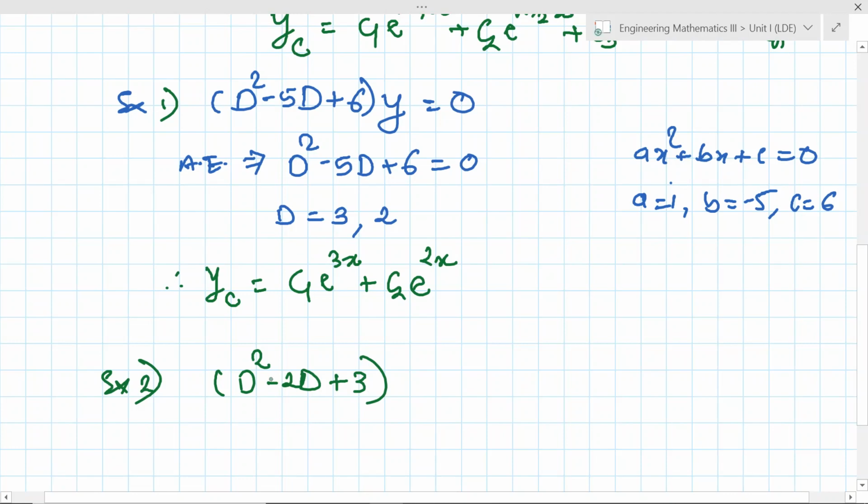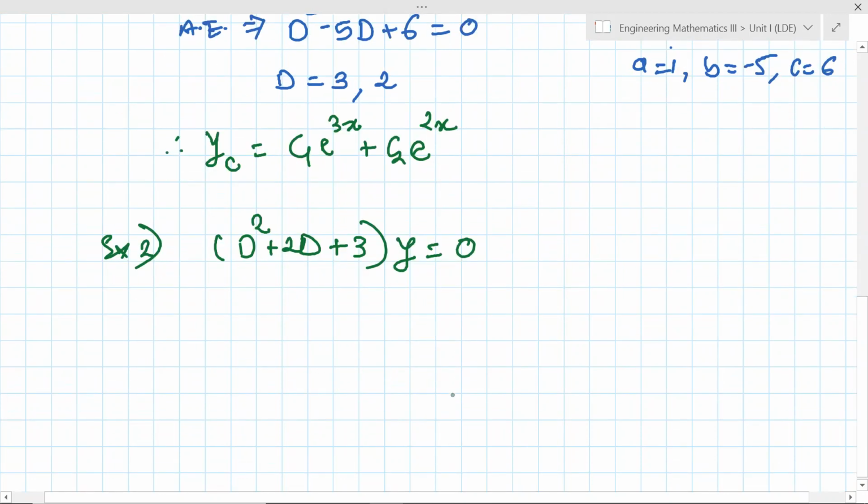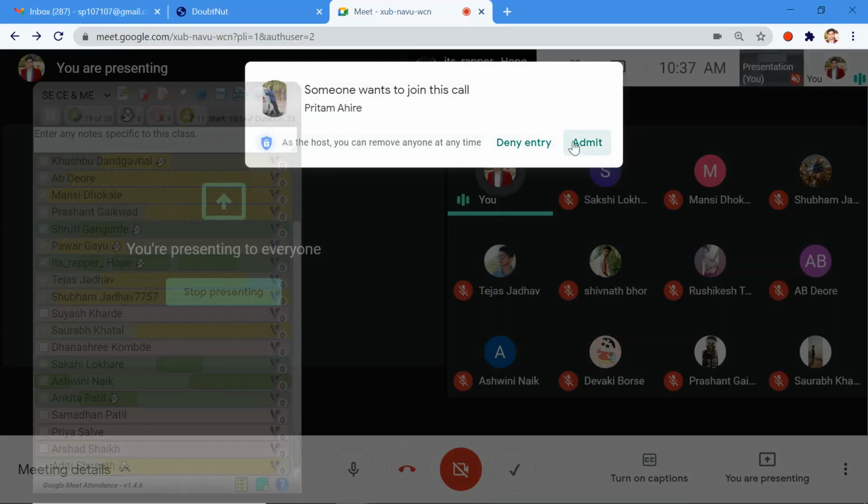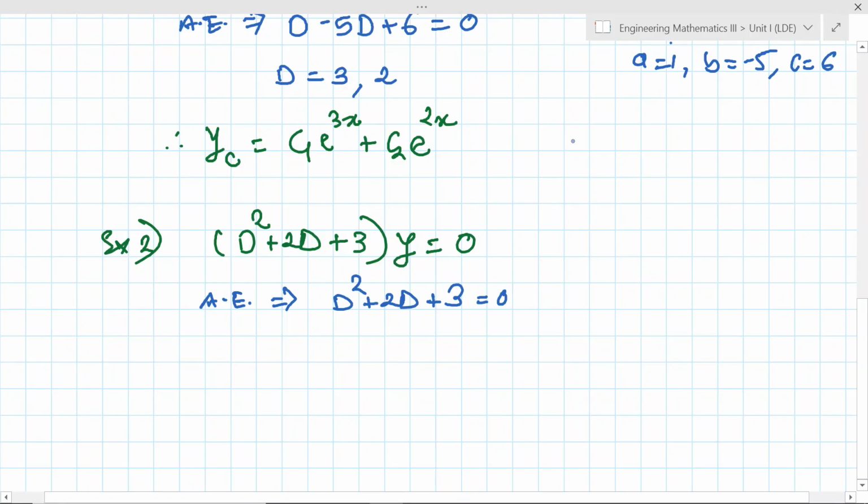Okay, so take this as plus 2d instead of minus 2d. This is equal to y into 0. So try to find out the roots. What is my auxiliary equation here? My auxiliary equation is d square plus 2d plus 3, this is equal to 0. Okay, just put the values of a, b, c.